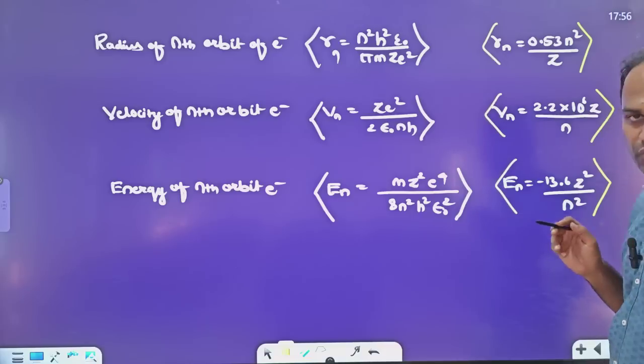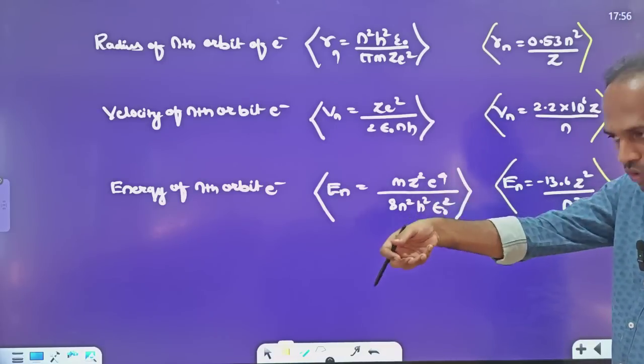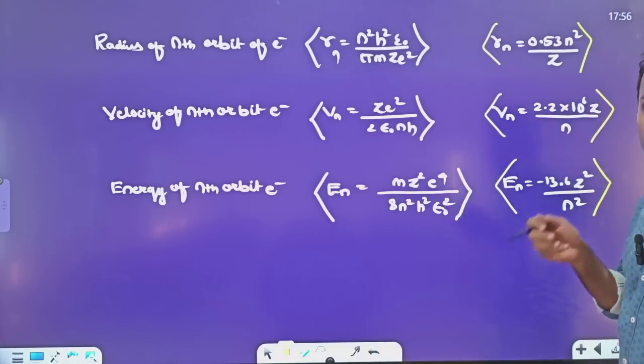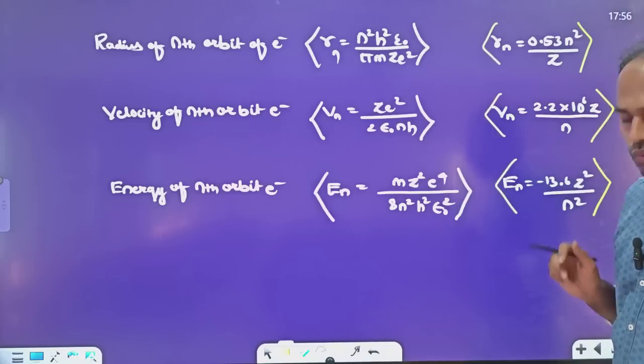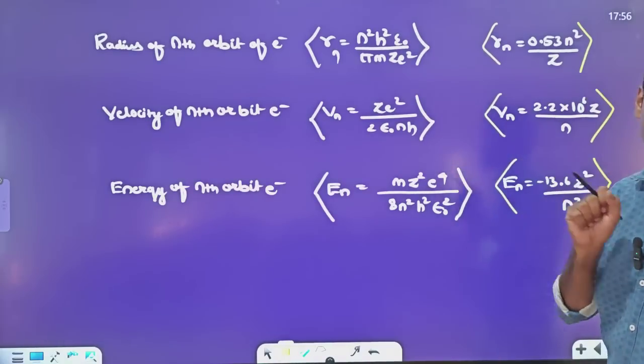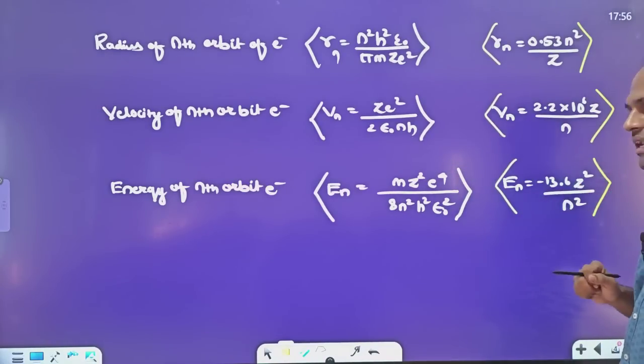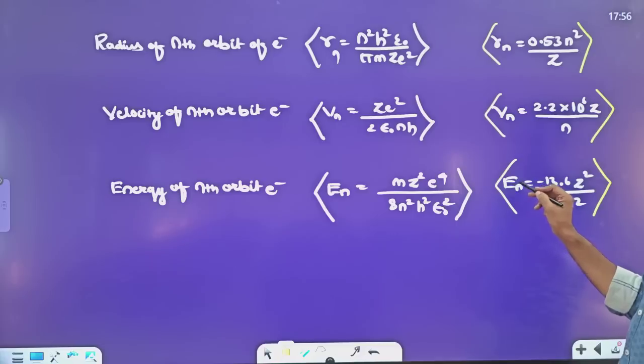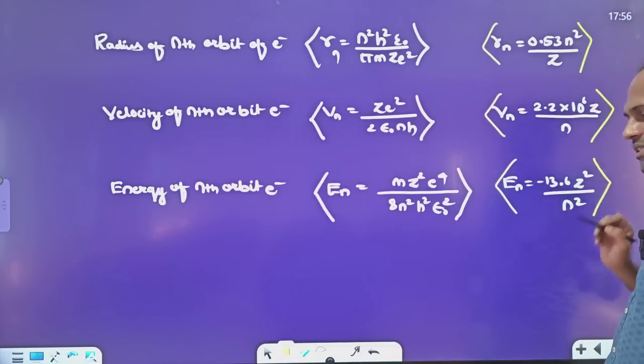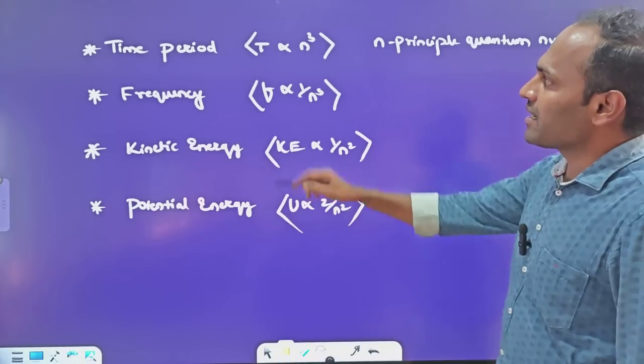The negative sign indicates that we have to supply energy to remove an electron from an orbit. We have to give energy to remove an electron from an orbit. That is what the negative sign indicates. So the energy of the nth orbit is directly proportional to z square and inversely proportional to n square, right? Okay, next, time period.